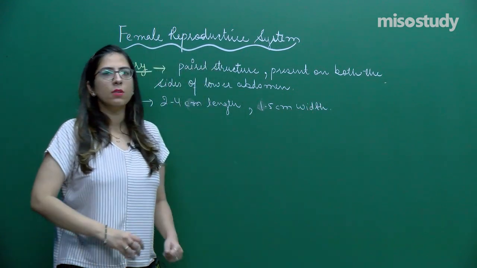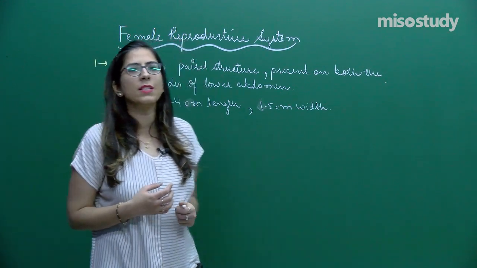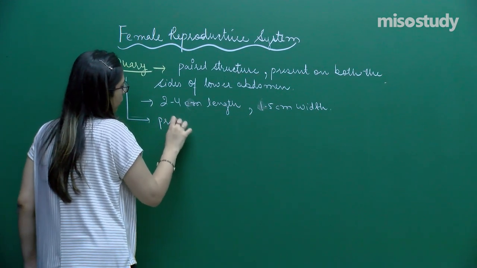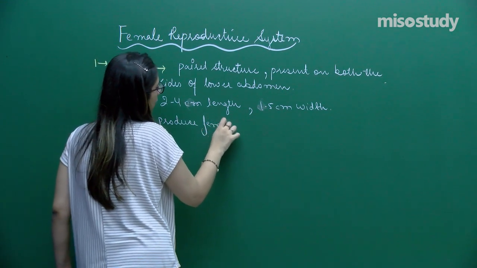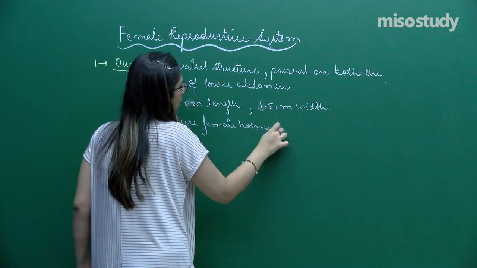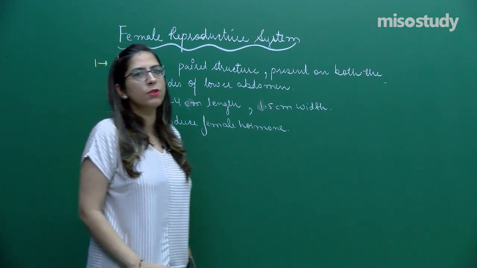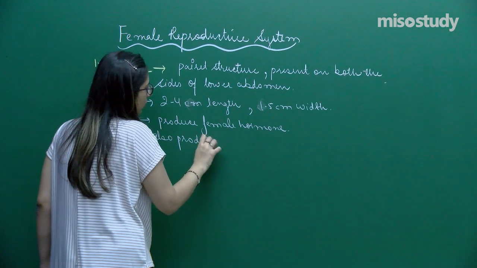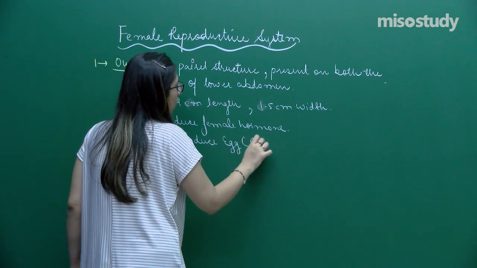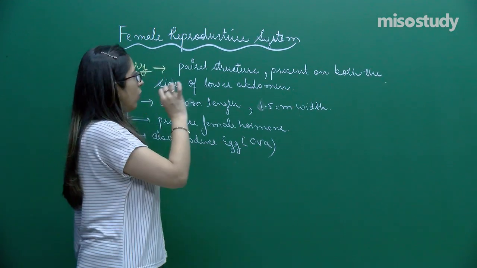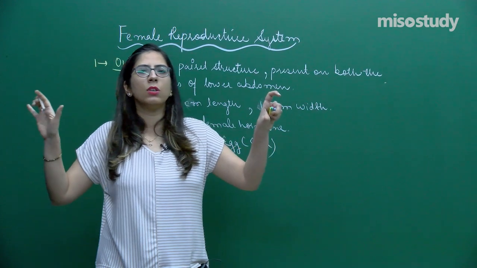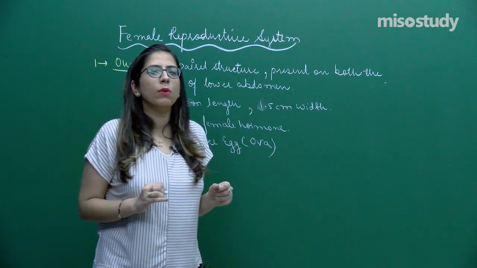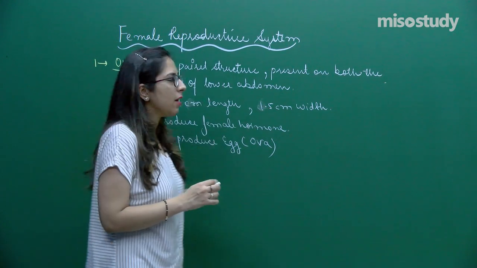Ovaries secrete certain hormones. First of all, they produce the female hormone, and along with the production of the female hormone, they also produce the egg, which we call ova. They are present on both sides of the lower abdomen area, connected to the vagina as well as the pelvic wall.